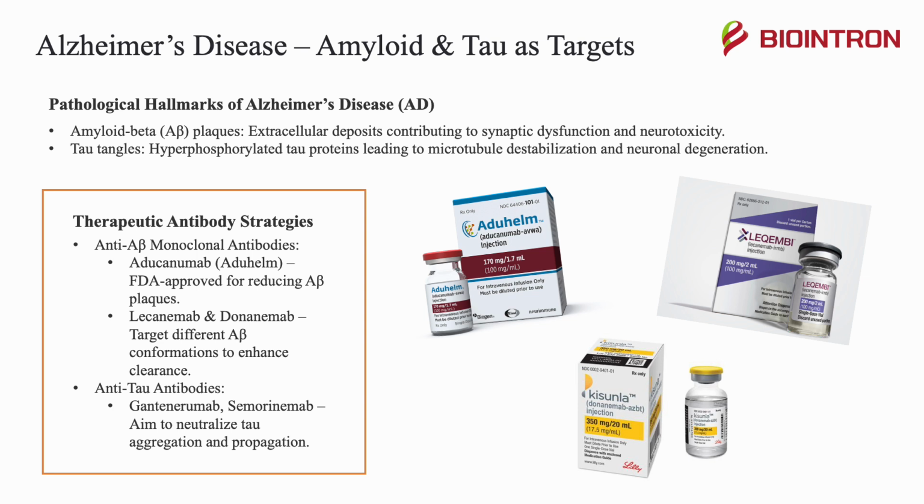Therapeutic antibody strategies include anti-amyloid beta monoclonal antibodies like aducanumab, which are FDA approved for reducing amyloid beta plaques, or lecanemab and donanemab, which target different amyloid beta conformations to enhance clearance. There are also anti-tau antibodies such as gantenerumab, which aim to neutralize tau aggregation and propagation.